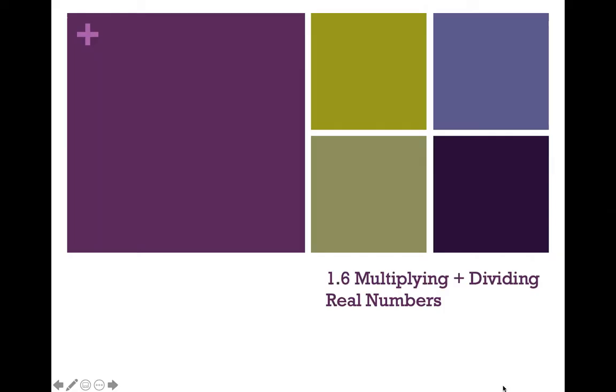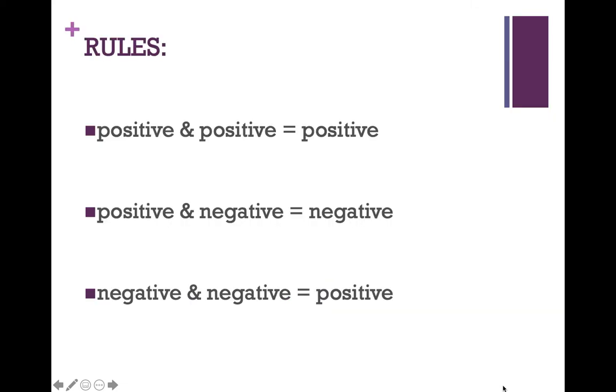Lesson 1.6, Multiplying and Dividing Real Numbers. To go over the rules for multiplying and dividing real numbers: positive and positive equals positive, positive and negative equals a negative, and a negative and a negative equals a positive. This is true for any decimals, fractions, integers when multiplying or dividing.